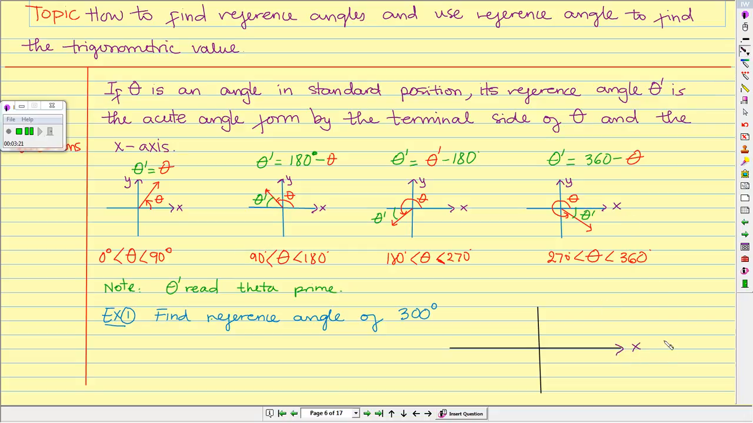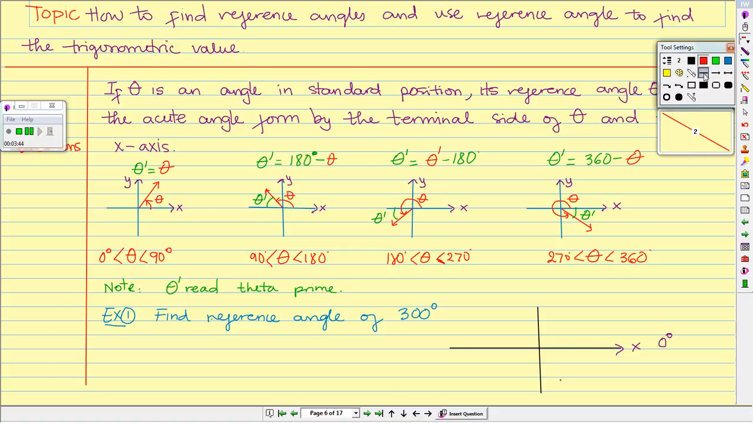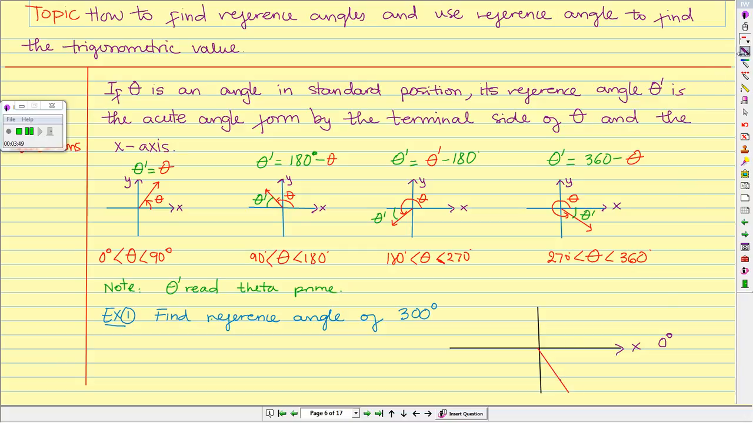So let's start with the x-axis. This is the initial side, 0 degrees, and I'm going to get a positive angle, so I'm going to rotate counterclockwise. I'm going to locate where my terminal side will be. This is 90, 180, 270. So 300 will be here, right? Next, I'm going to sketch the line to represent the terminal side, and now I'm going to sketch my angle. So this will be the angle theta equal to 300 degrees.